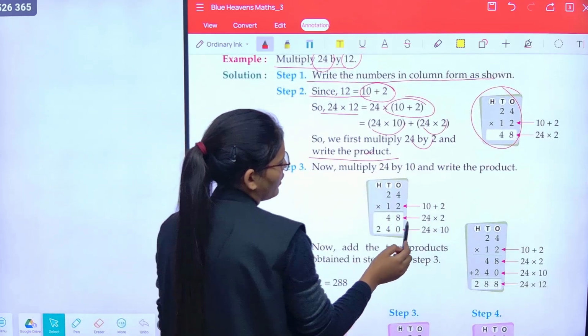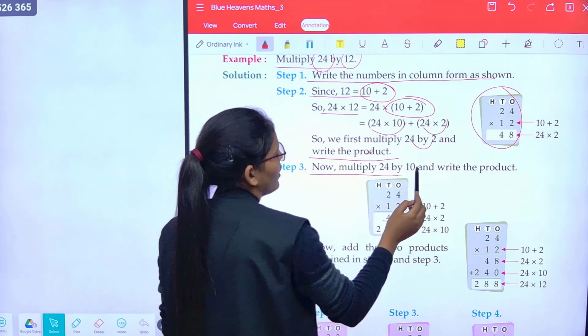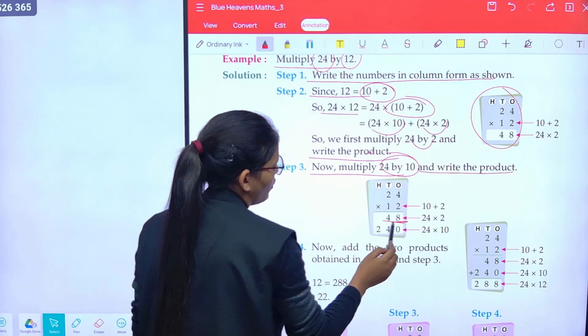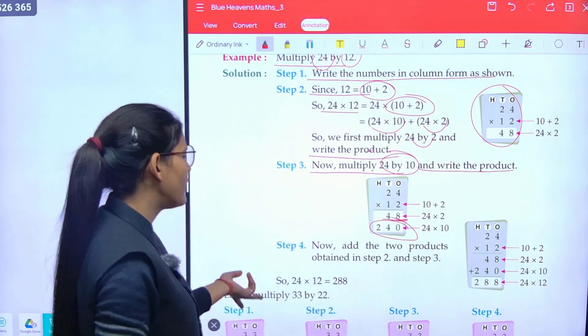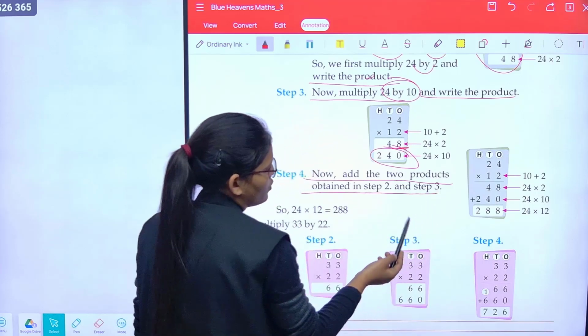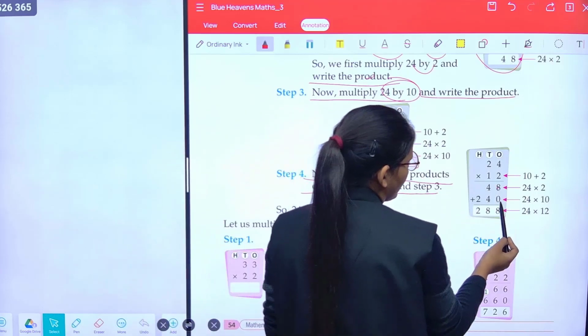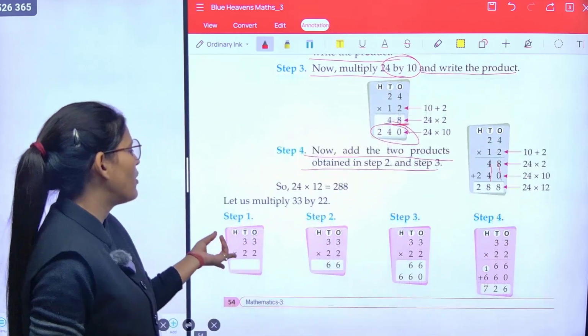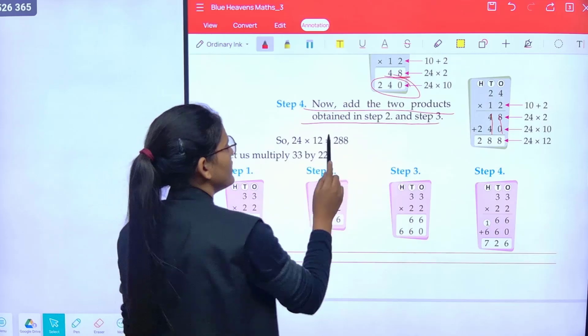24 by 2, 48. Now multiply 24 by 10. Write the product, 240. Now add the two products obtained in step 2 and 3. 8, 4 plus 4, 8, 2. Now the product is 288.